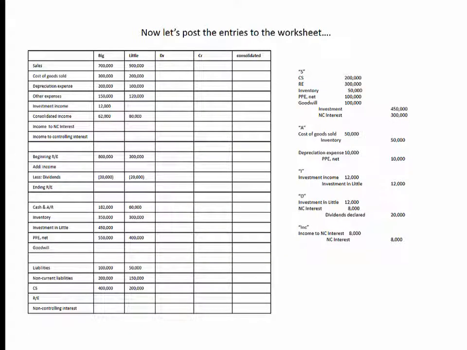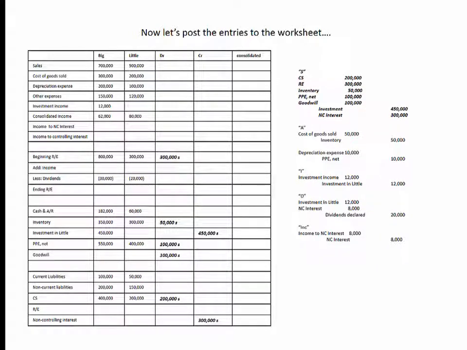Now let's go ahead and post all these entries to the worksheet. These trial balances for Big and Little, I basically pulled these numbers out of thin air, just with the few conditions that had to be met regarding the book value of the subsidiary and the investment balance and things of that nature. But by and large, a lot of these numbers are sort of chosen at random. And so let's go ahead and post our elimination entries.